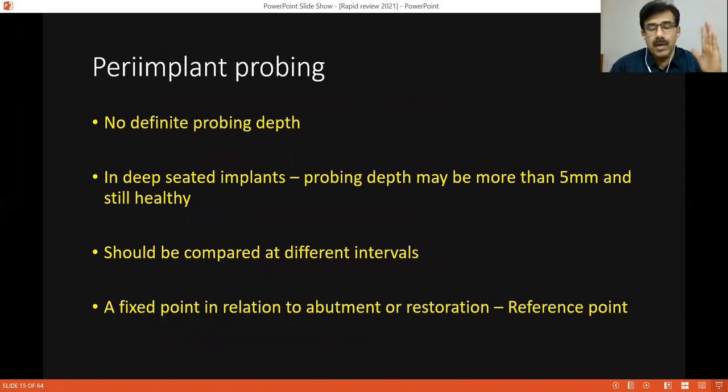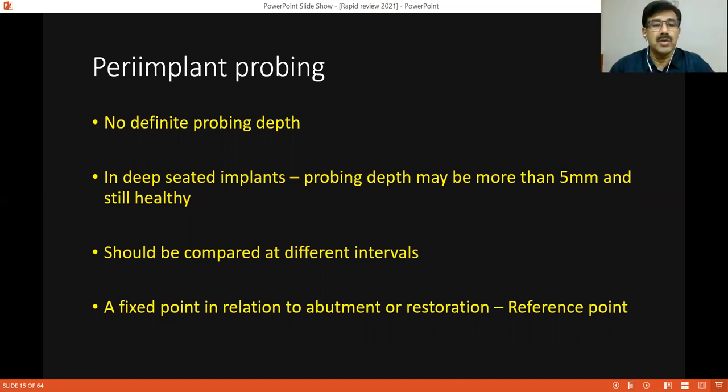Now, I told you before that there is no definite probing depth in relation to an implant, because some of the implants may be placed a little bit subcrestally. So in the initial stage itself, you may have a periimplant pocket depth of around 5 millimeter, and at the same time, with this 5 millimeter, the implant is stable. It is absolutely healthy. So what you have to do is, after you place a restoration, you take a probing depth.